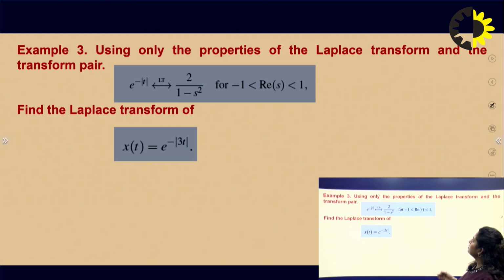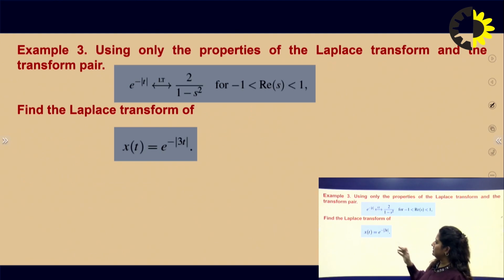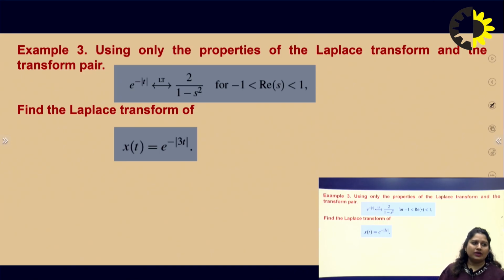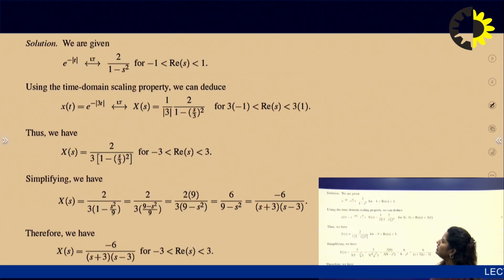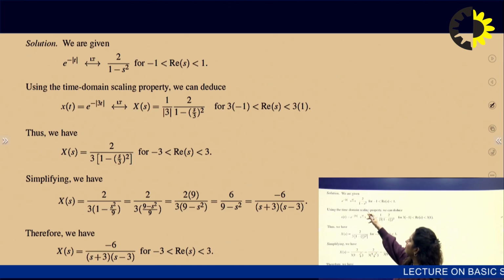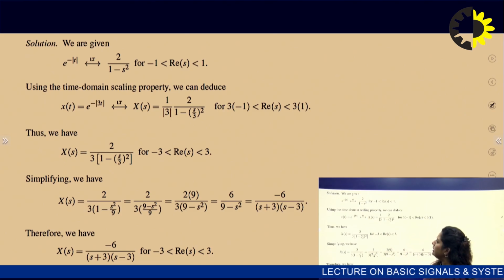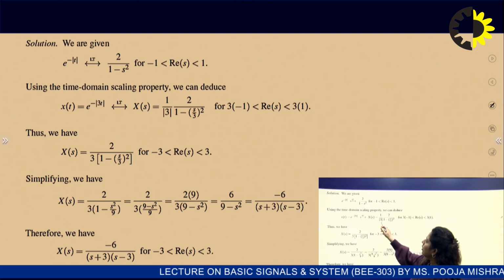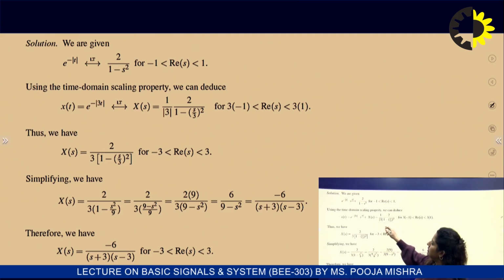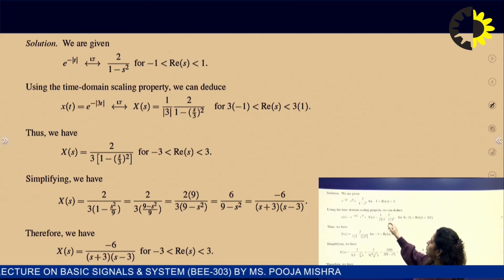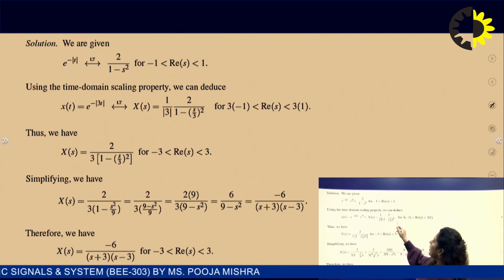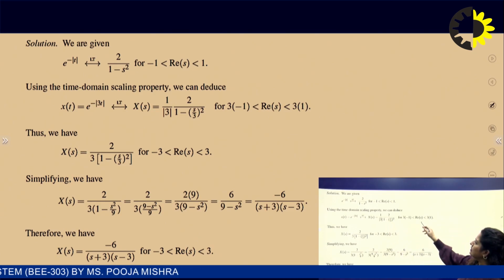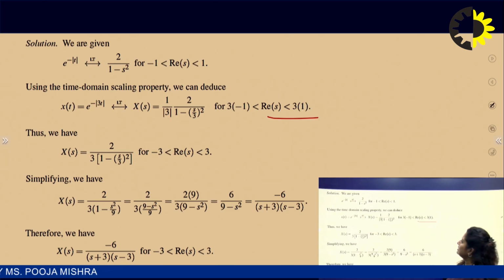Using only the properties of the Laplace transform pair, we have to find out a similar question, but in a different way. x(t) is equivalent to e to the power minus mod 3t. As we know, for e to the power minus mod t, the Laplace transform is 2 upon 1 minus s square. For e to the power minus mod 3t, the Laplace transform is 1 upon mod 3, because it is in the form of x(at), times 2 upon 1 minus (s by 3) whole square. So by this way you can have the value of real of s greater than -3 and less than 3.